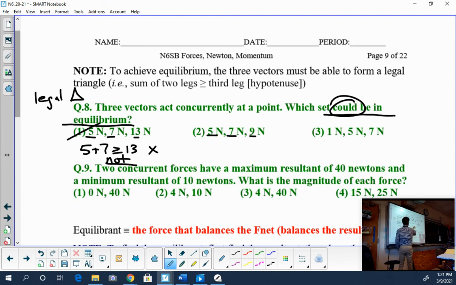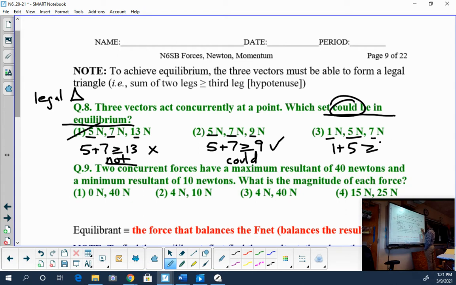Next, 5, 7, 9. Two smaller legs, add them, greater than or equal to 9. Yes, this could give you equilibrium. And over here, 1, 5, 7, take the two smallers, add them up, are they greater than or equal to 7? No, this could not be equilibrium. Correct choice is 2.